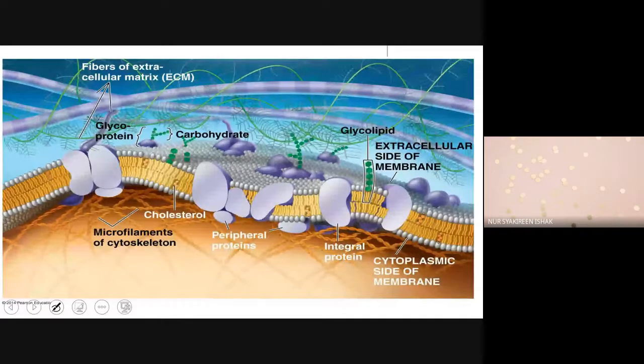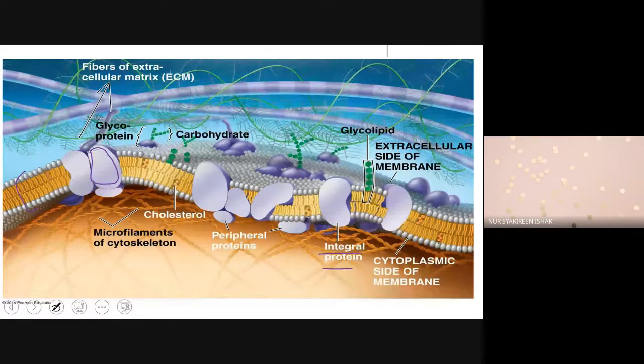Okay, so this is a diagram from Campbell. It shows you the plasma membrane, the components of the plasma membrane. As you can see, it has the phospholipid bilayer, and then you have the transmembrane protein, or integrins, or integral protein.